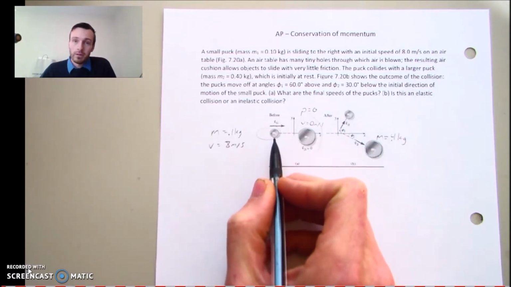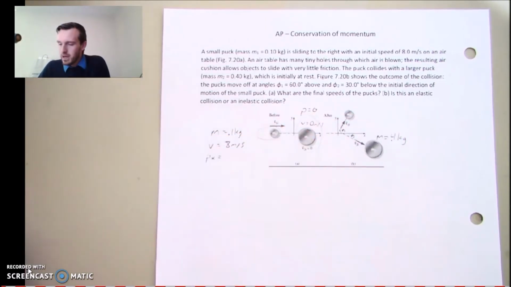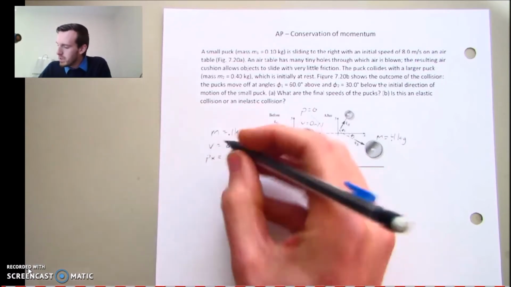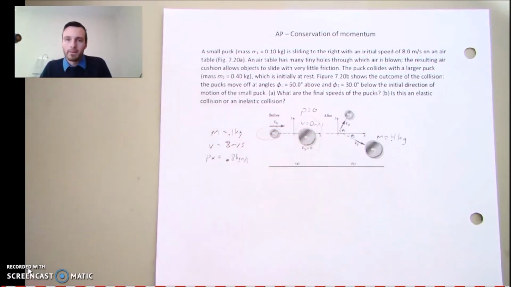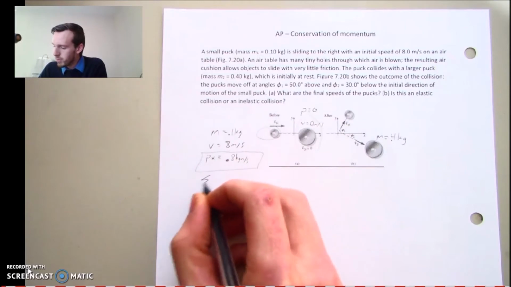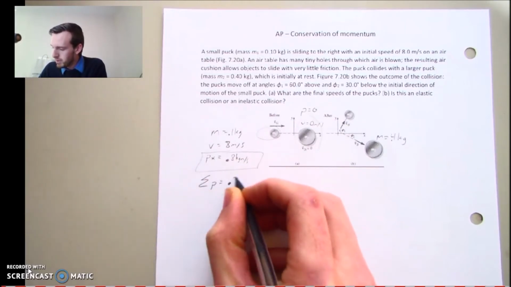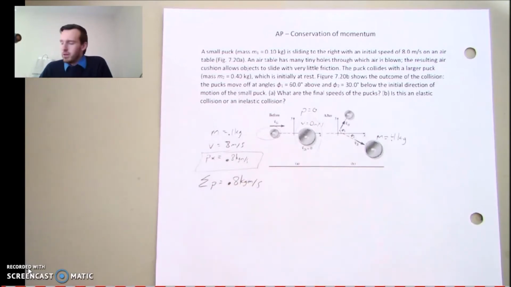The small puck, puck M1, does have a momentum in the x direction. I'll call it px. And that can be found simply by doing the mass times velocity. So 0.1 times 8 will get us 0.8 kilogram meters per second of momentum. So this can be said to be the total momentum before the collision. The total momentum before the collision is 0.8 kilogram meters per second. Now, that's all the momentum we have to work with.